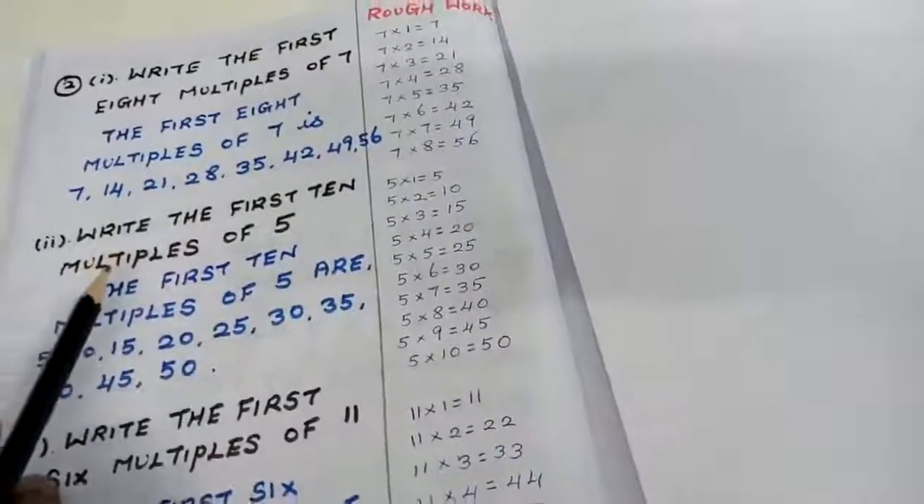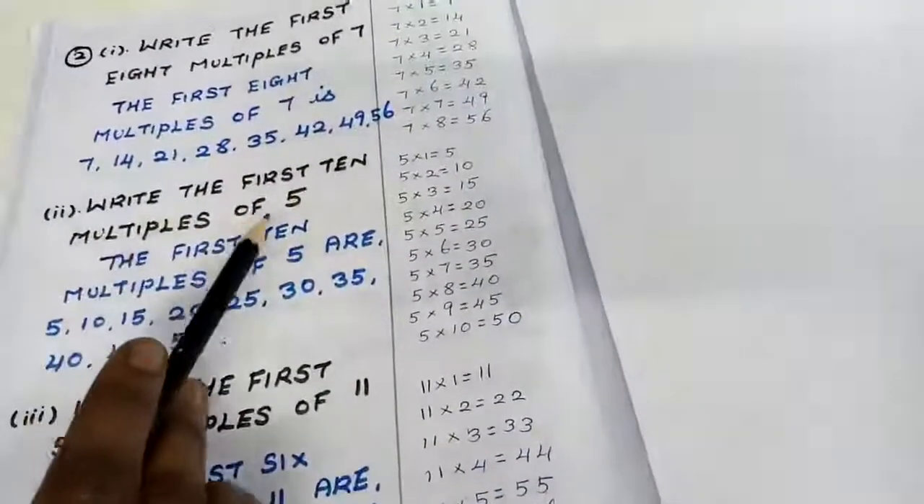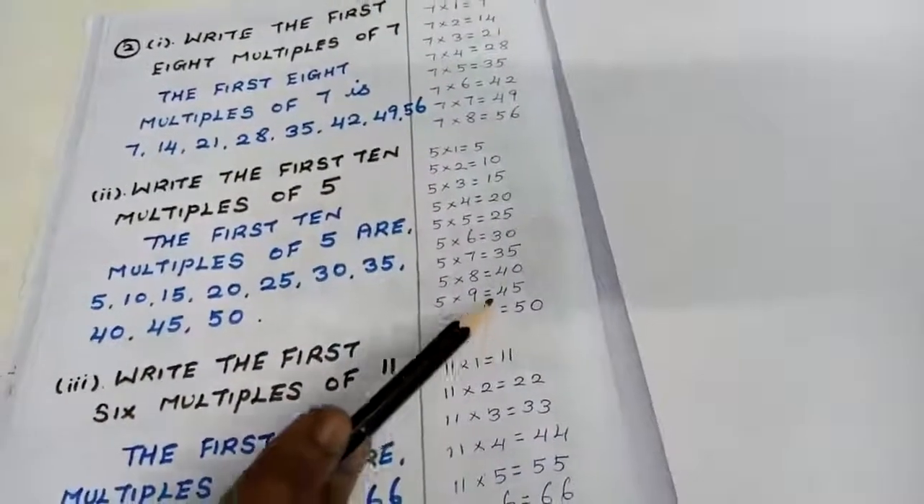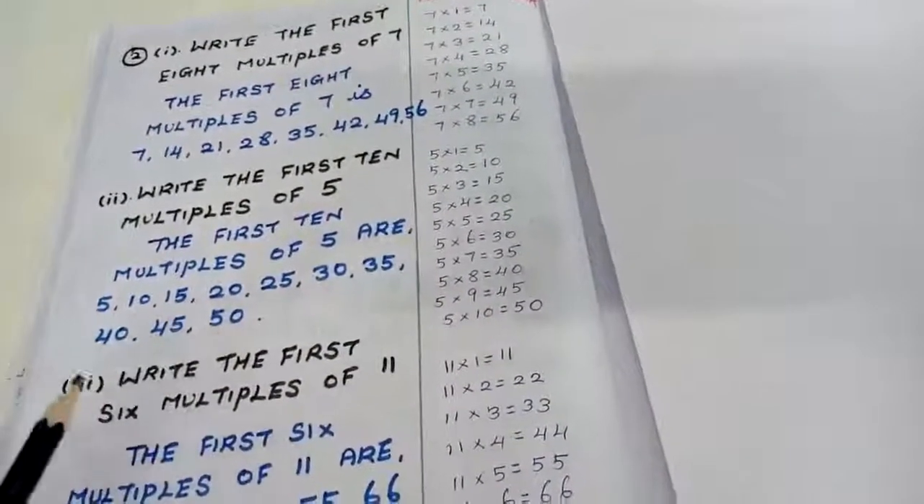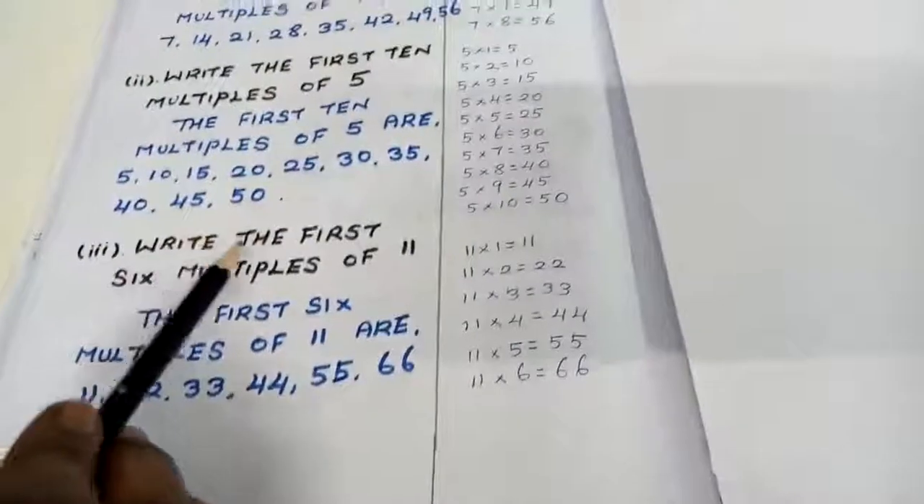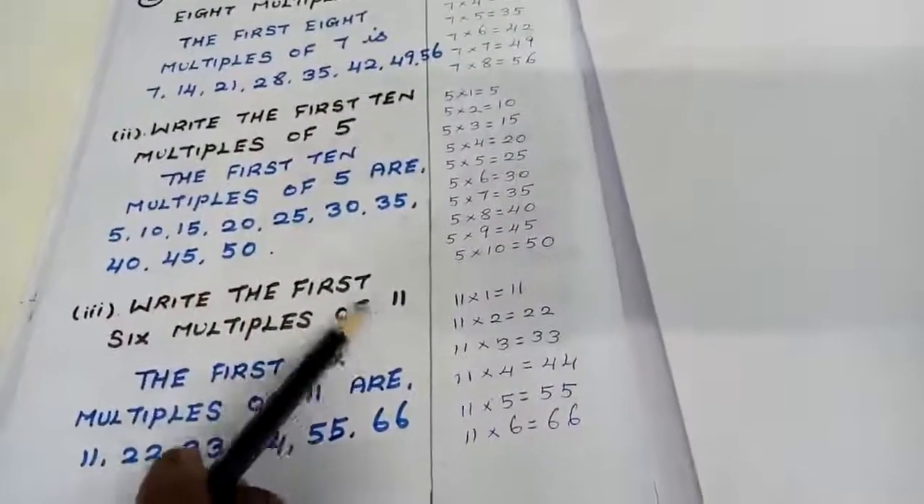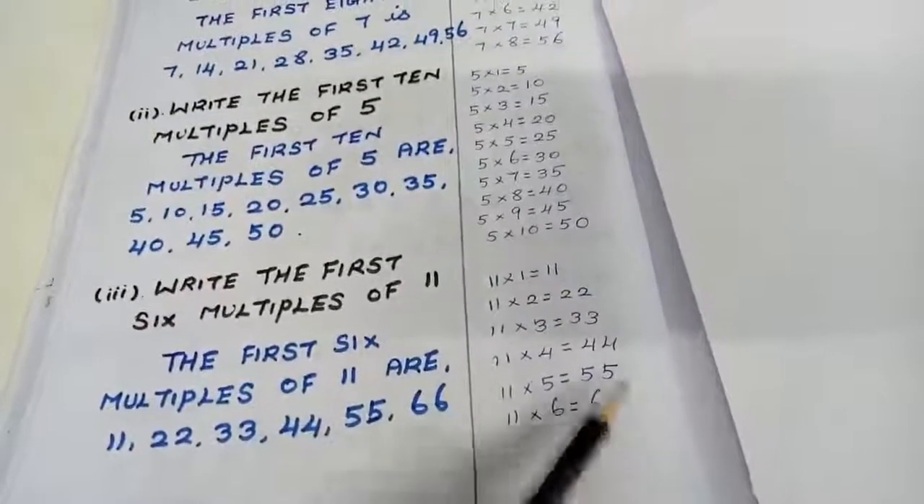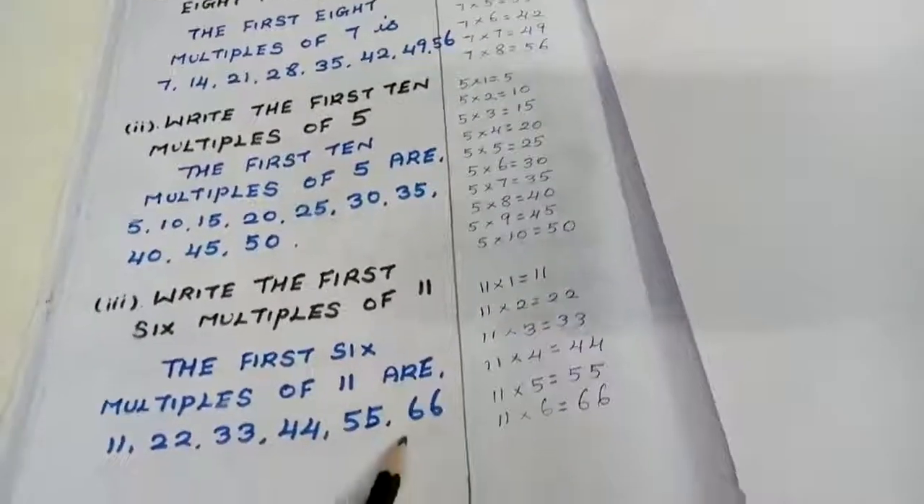Coming to the second question, write the first 10 multiples of 5, means the 5 table. 5 ones are 5 to 5 tens are 50. Those values you are going to write. And similarly, the third question, write the first 6 multiples of 11, means 11 ones are 11 to 11 sixes are 66. And the answers we are going to write here.